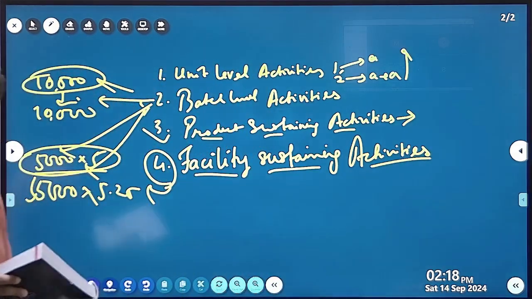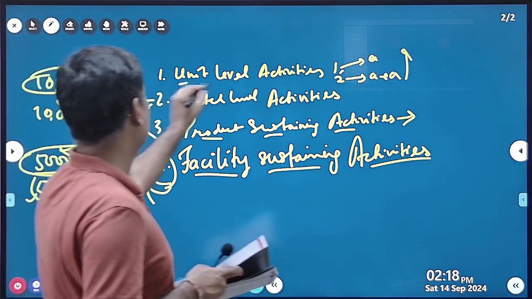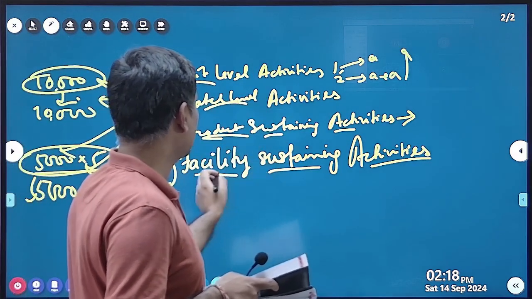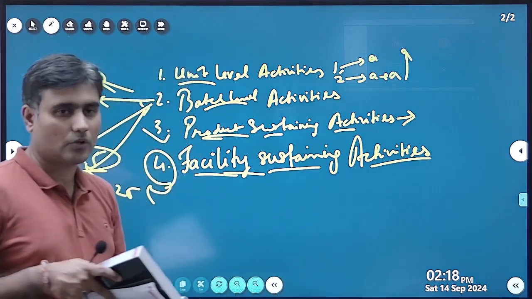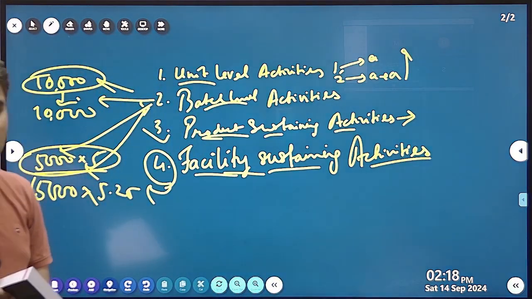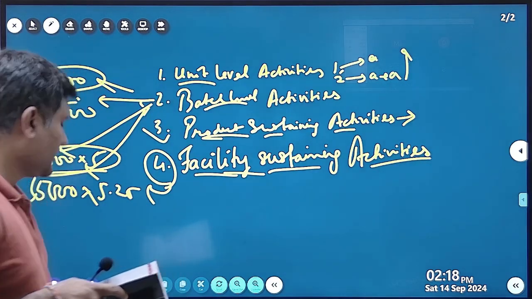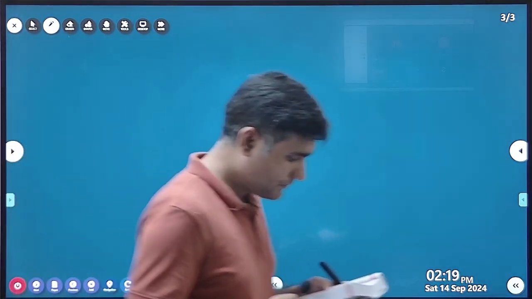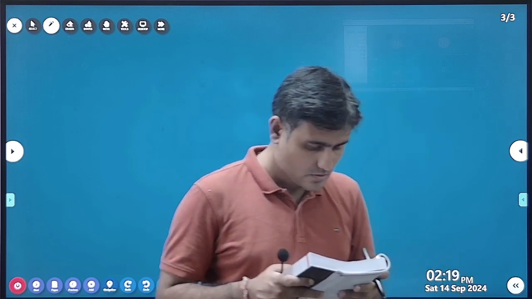So we have learned this: unit level activities, batch level, product sustaining and facility sustaining. All four are clear, there is no doubt, right? Then we will do an example. Example 3.